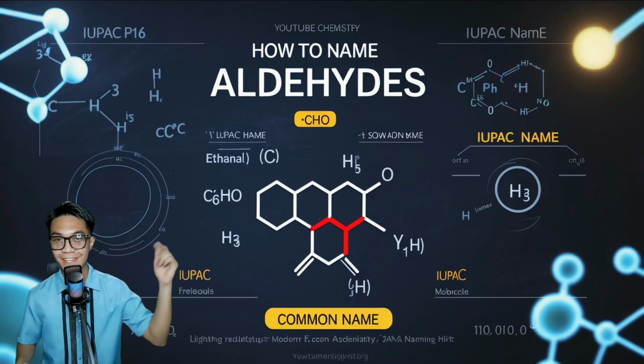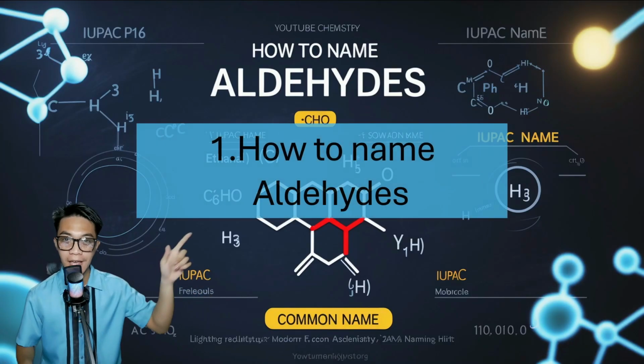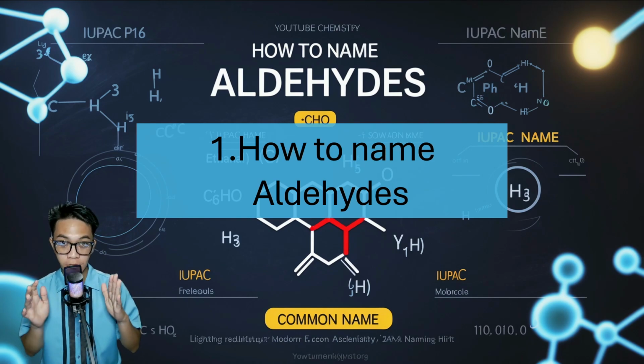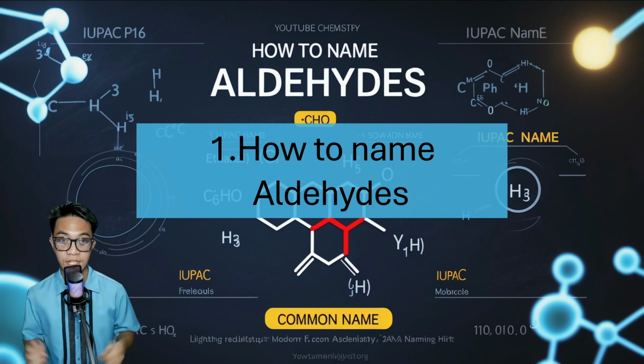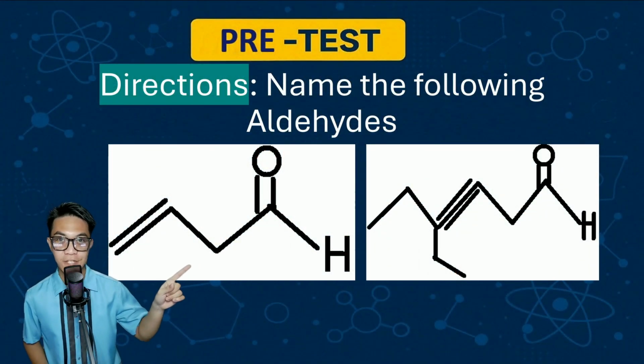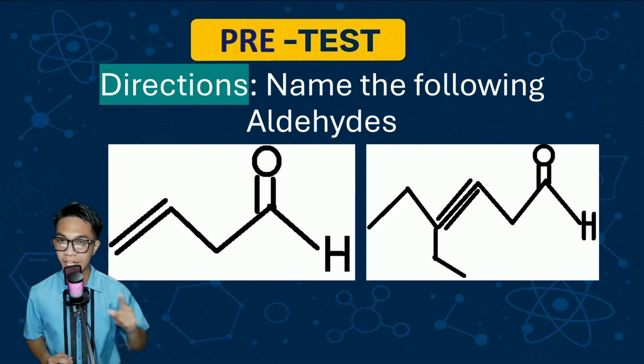Hello students! In this lesson, we will discuss how to name aldehydes. Aldehydes are a functional group in organic chemistry, and we will follow certain IUPAC rules in the nomenclature of specific aldehyde compounds. But stay tuned till the end of this lesson, as I'll be revealing the answer to this pretest. So, can you name the following aldehydes?